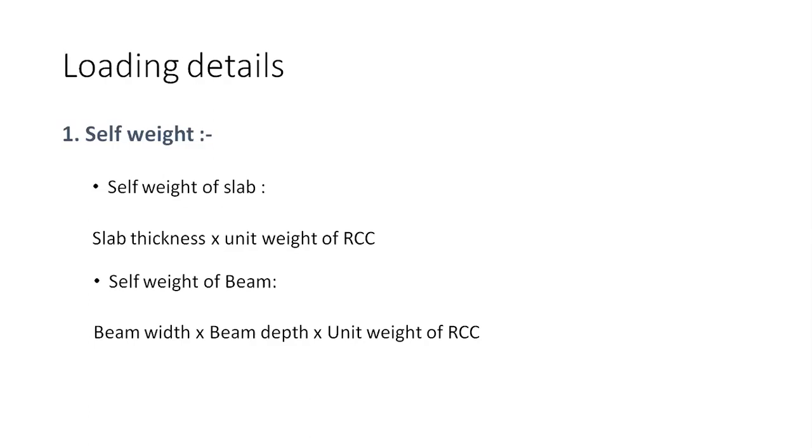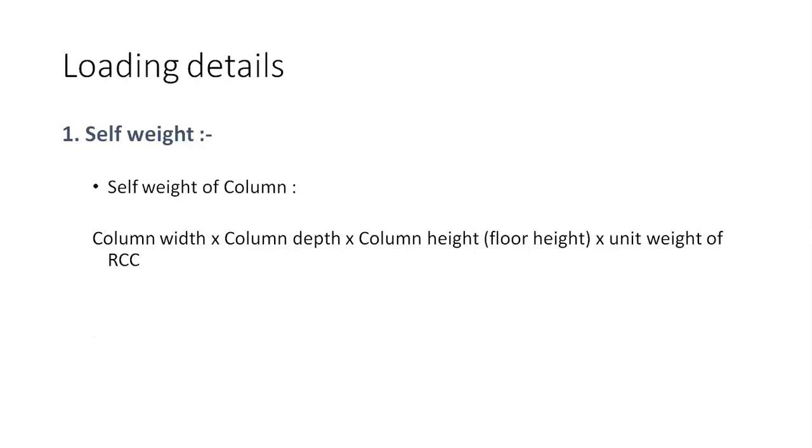Second one, self weight of beam. It shall be calculated as width into depth of beam multiplied by unit weight of RCC. The unit of self weight of beam is kilonewton per meter. The load is spread over the length of beam. Third one is self weight of column. Self weight of column shall be calculated as width into depth into height of column into unit weight of RCC. The unit of self weight of column is kilonewton, acting as a point load on the column.